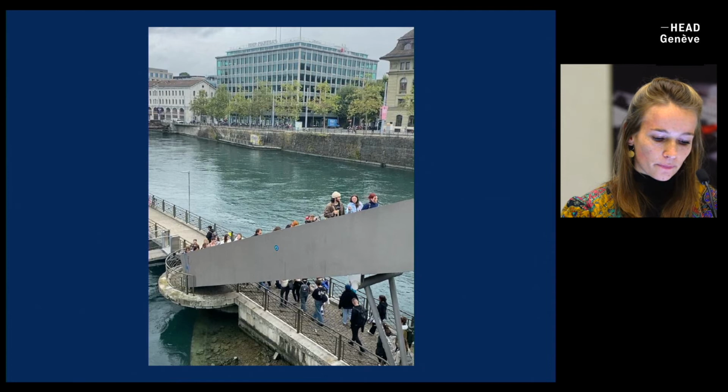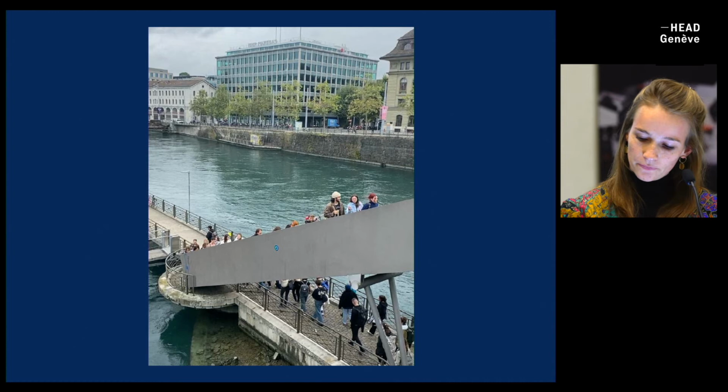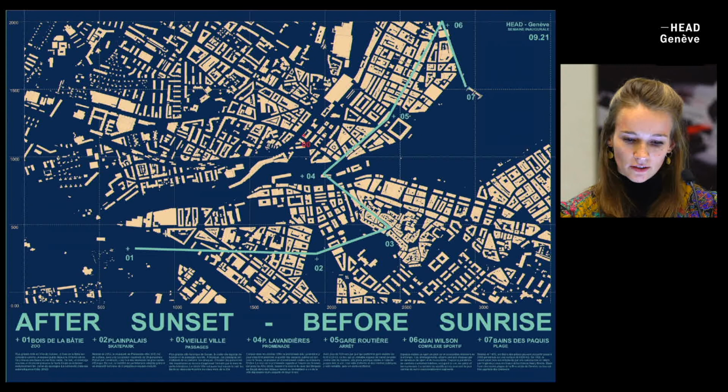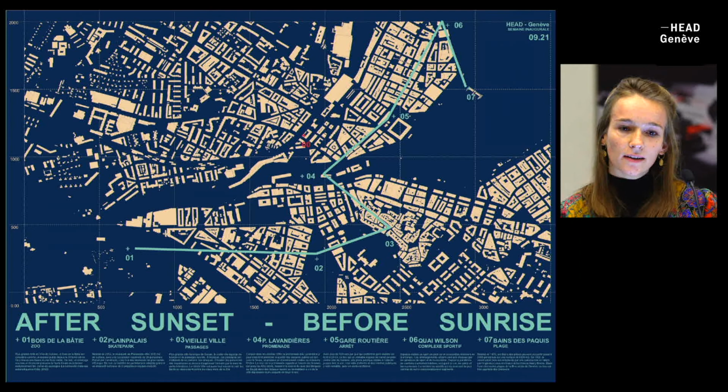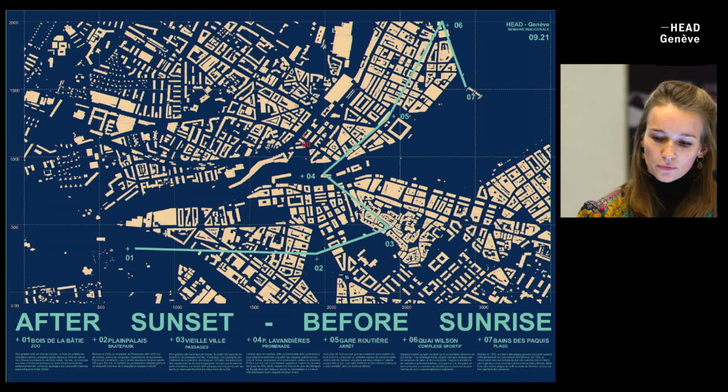The workshop was framed from afternoon to night in order to really experience the topic, and we started with a group walk through the city. Seven typologies of places were defined and assigned to seven different groups of students: the zoo of Bois de la Bâtie, the skate park of Plainpalais, the passages of the Old Town, the promenade de la Lavandière, the bus station, the sports complex of Quai Wilson, and the public bath of Bains des Pâquis.